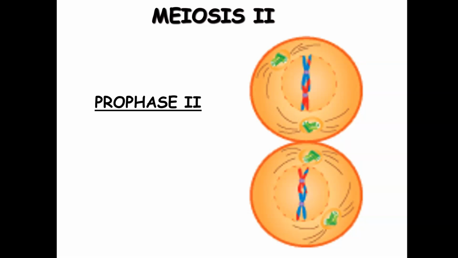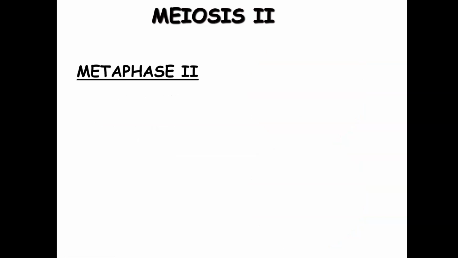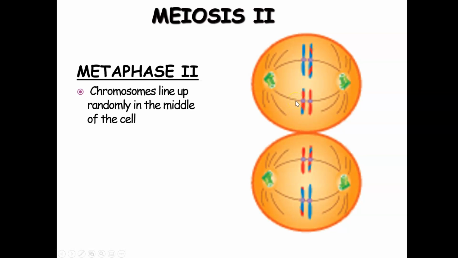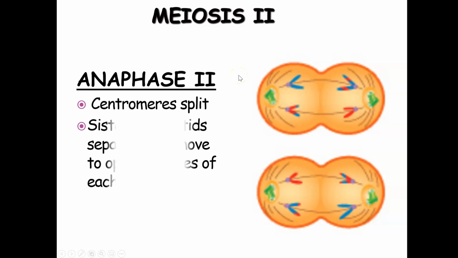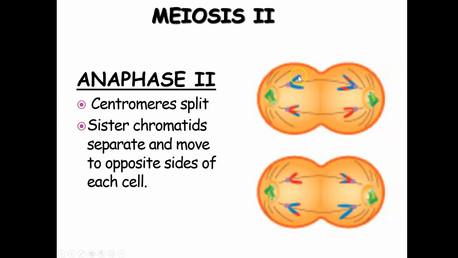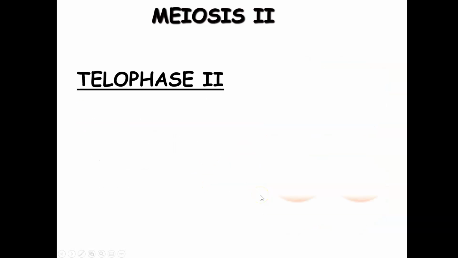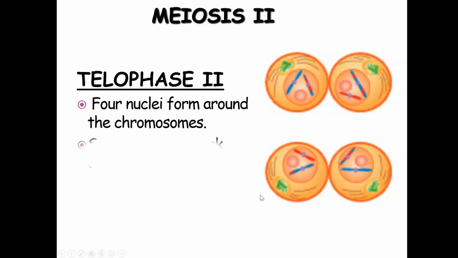Meiosis 2. Prophase 2, the spindle fibers will attach to the chromosomes again. Metaphase 2, the chromosomes will line up randomly in the middle of the cell. Anaphase 2, the centromeres will split apart again and bring those sister chromatids. They split the chromosome into sister chromatids, and those sister chromatids will move to the opposite sides of the cell. Telophase, you will have the nuclei form around the chromosomes, and the spindle fibers will break down again.